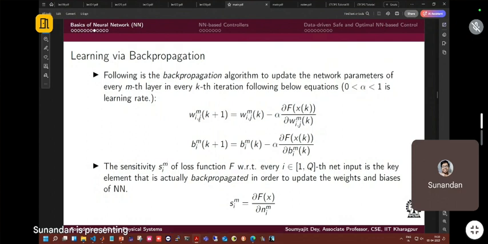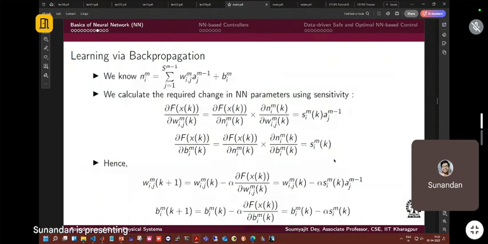In this case, we update the weights by finding how much change the loss function faces if we change the weight, and how much change the loss function will face if we change the bias. Accordingly, we update the corresponding parameters. That is what we are defining as sensitivity here. So this is how we compute the equation of sensitivity.